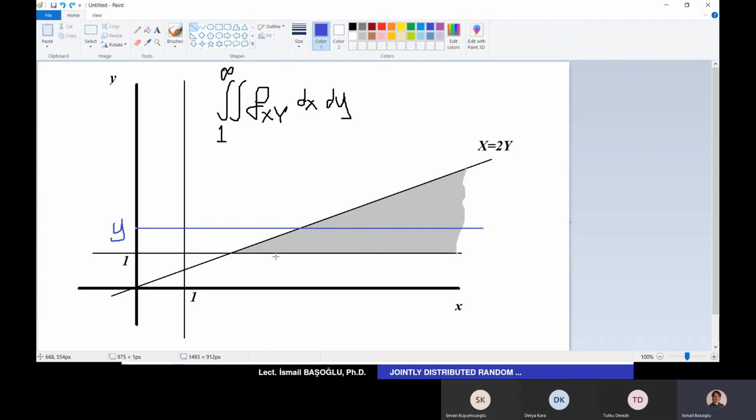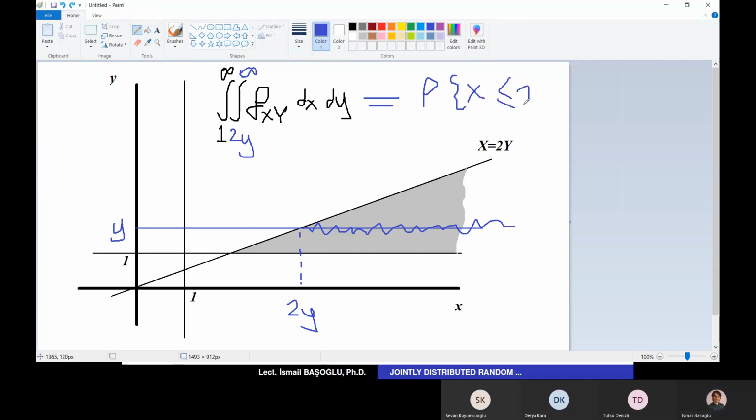Let me use a straighter line. For a fixed value of y, which values is x taking? X is supposed to be greater than or equal to 2y. So here I have 2y. So x is taking values from 2y to infinity, right? Because x is greater than or equal to 2y. So the lower bound of the inner integral is going to be 2y, and the upper bound is going to be infinity. If you calculate that integral, you are going to calculate the probability of x being greater than or equal to 2y.